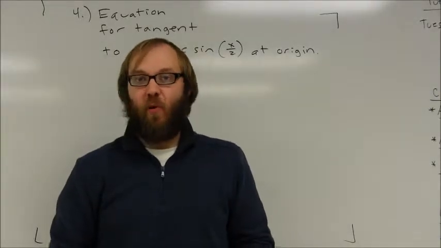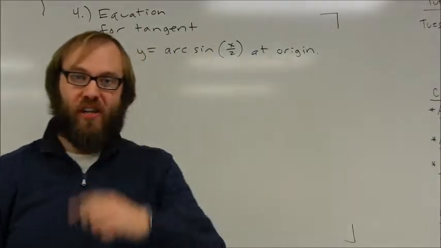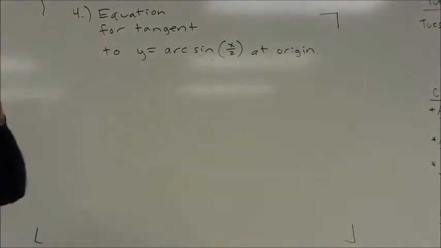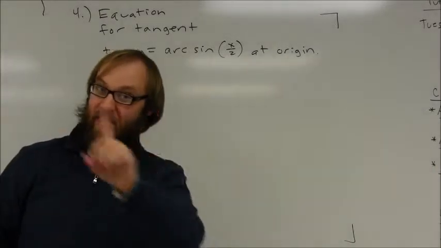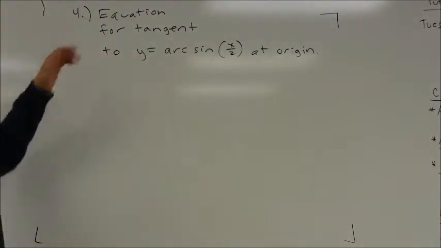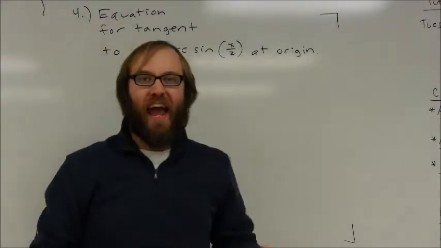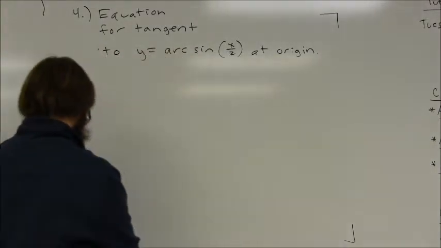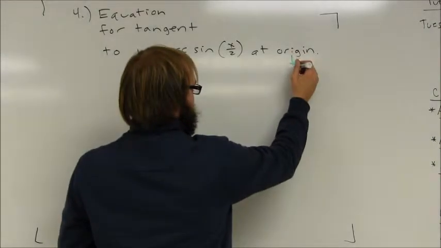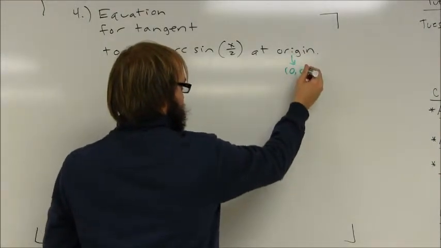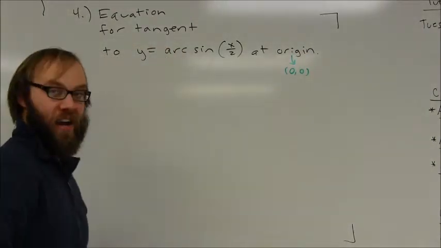This is example number 4 from Essentials Worksheet number 2, problem number 4. My second example, but it's problem number 4. We want to find the equation for the tangent line to y equals the arc sine of x over 2 at the origin. Of course, the origin is the point 0, 0, which is actually going to make this pretty easy to write the equation of the line because we're not going to have a y-intercept here.